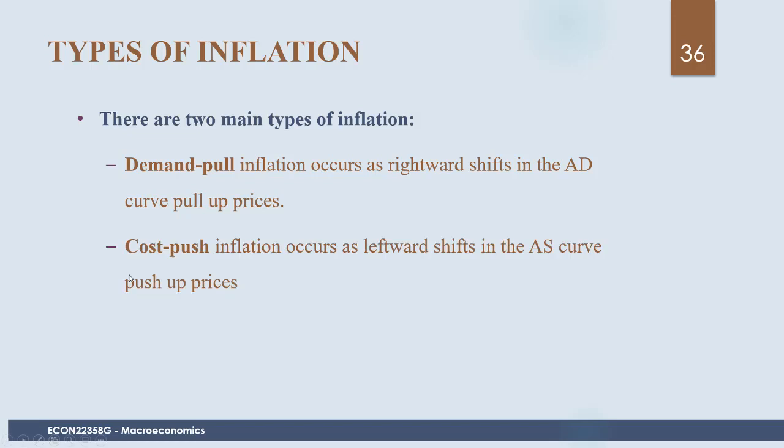Cost push inflation is much different. It occurs as a leftward shift in the aggregate supply curve and pushes up prices. The aggregate supply curve would get shifted up if there are increases in costs. You could think of the marginal cost curves in a lot of different individual markets, which is the supply curve, being shifted to the left, which would lead to higher prices.